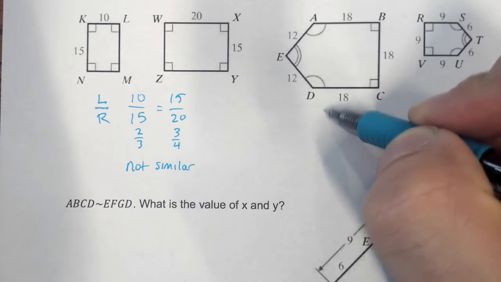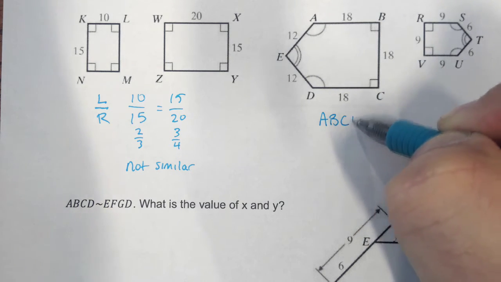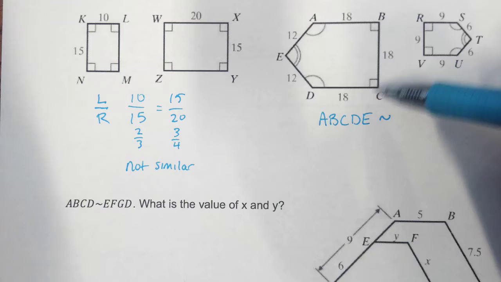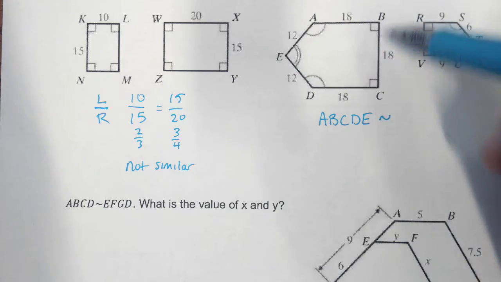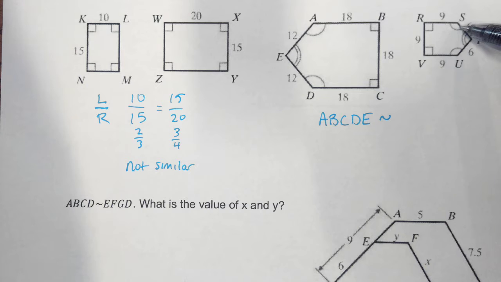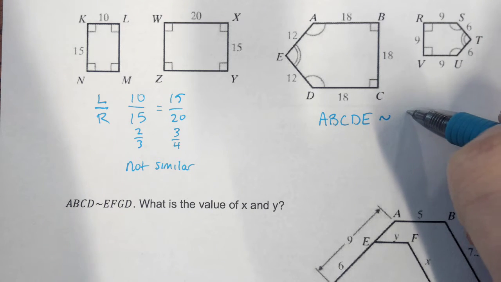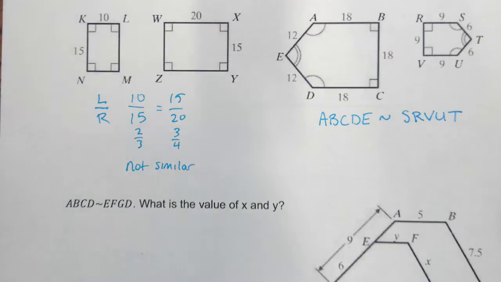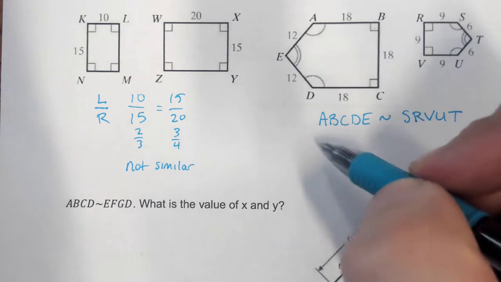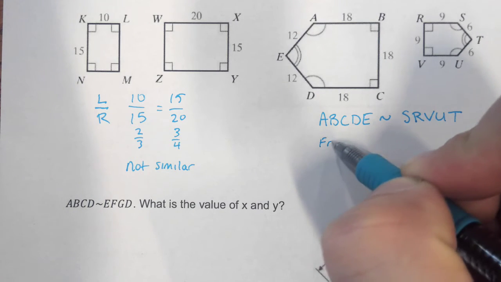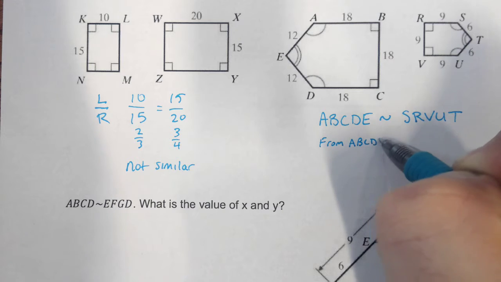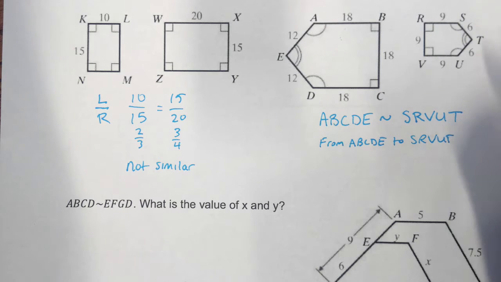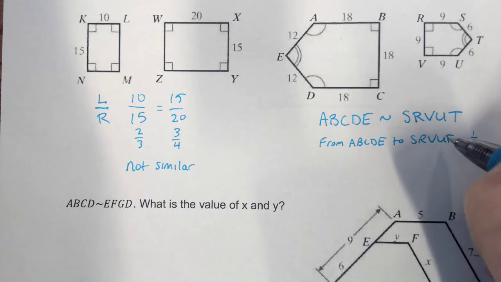So let's go ahead and write those similarity statements. ABCDE is similar to, now we have to get this in the correct order. Notice the order we named the first one. A would be corresponding to S, so SRVUT. All right, and then I already alluded to the scale factor. If you're going from ABCDE to SRVUT, how do I get from here to there? The scale factor is 1/2. That's dividing by 2.